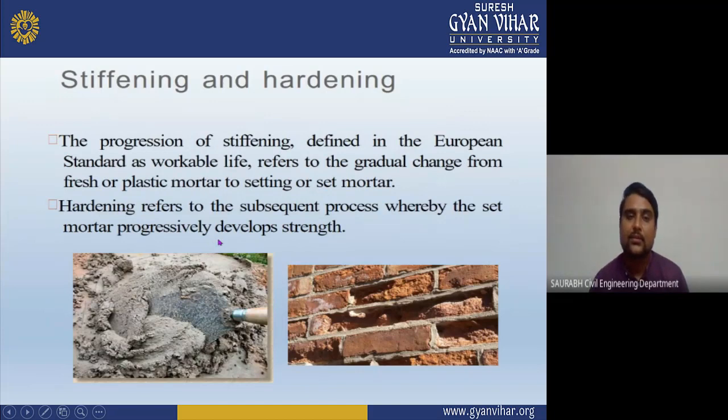Now we will see another property of mortar, which is known as stiffening and hardening. Okay, let's come to stiffening first. The progression of stiffening, defined in the European standard as workable life, refers to the gradual change from fresh or plastic mortar to setting or set mortar. Hardening refers to the subsequent process whereby the set mortar progressively develops strength. So that is the difference between stiffening and hardening. Many times, students are confused between stiffening and hardening.